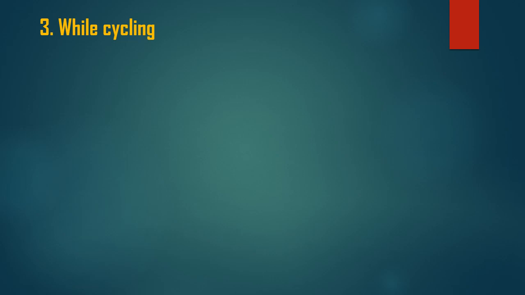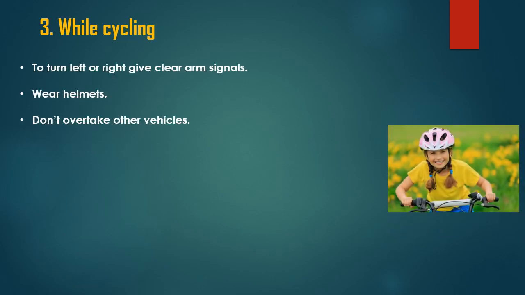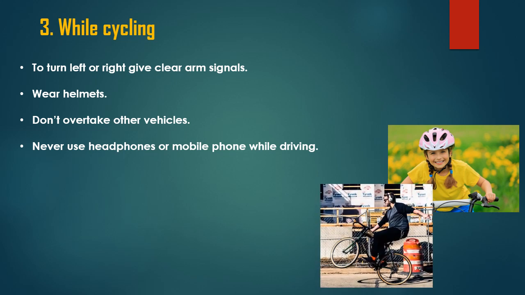Here are some rules to be followed while cycling. When you turn left or right, give clear arm signals and look carefully. Always try to wear a helmet when you are cycling. Don't try to overtake other vehicles. Never use headphones or mobile phones while cycling.